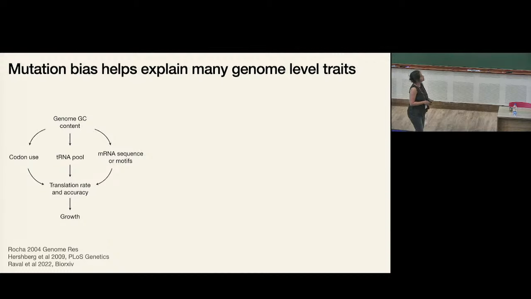Before I go there, a little bit more about work that we have done and things we've been interested in. Mutation bias can also help to explain many genome-level traits. This is work that encompasses a lot of different literature over many, many years. So genome GC content, which is what fraction of the bases in your DNA are G or C.